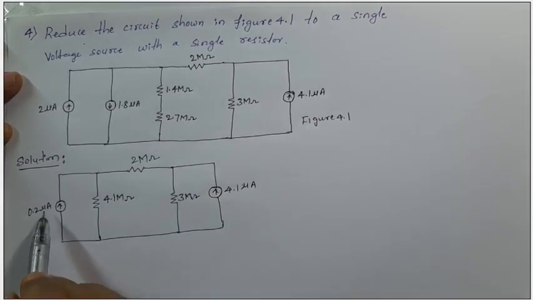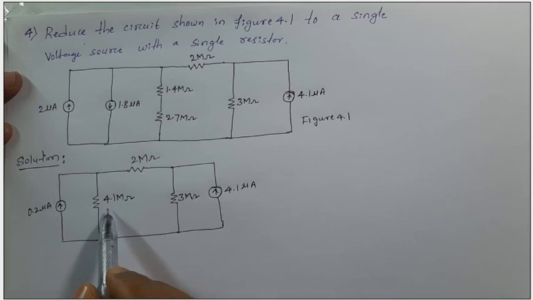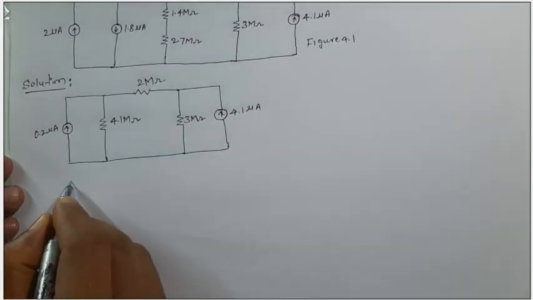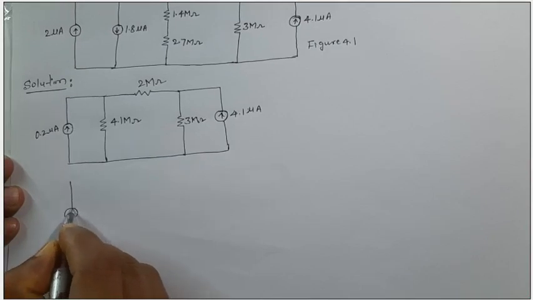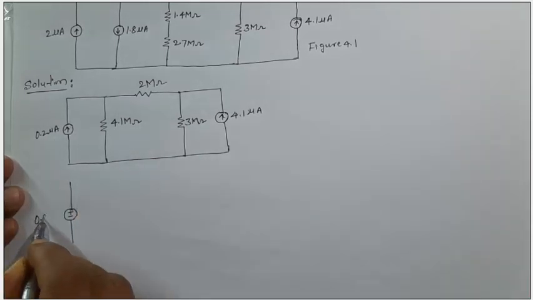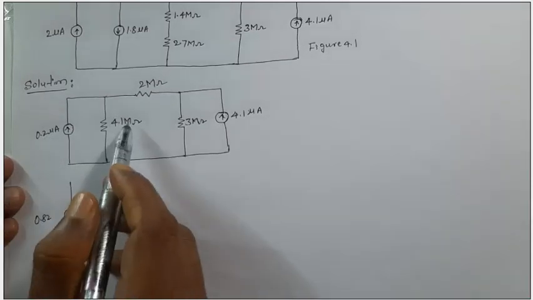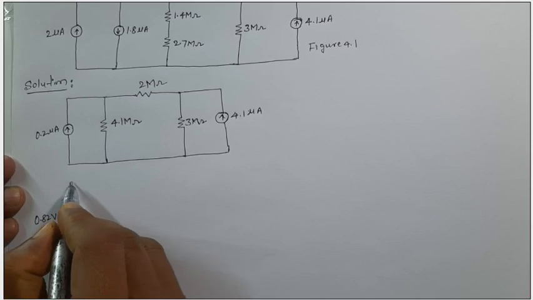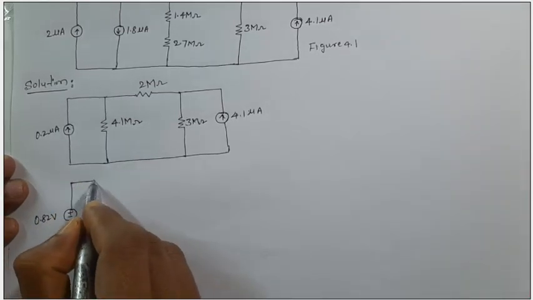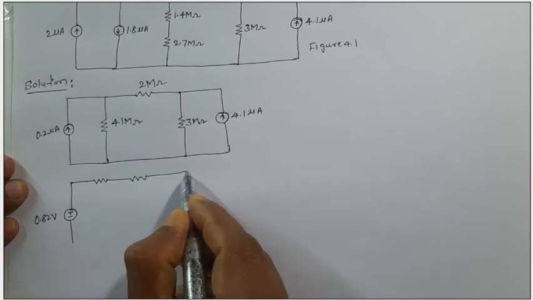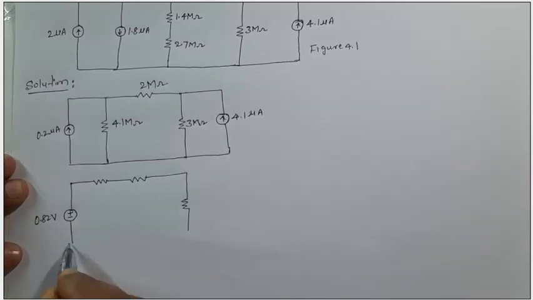Now this current source along with this resistor can be converted to a voltage source. Let us convert it. Because the arrow is upward, this is plus, this is minus. Here 0.2 into 4.1 is 0.82. Micro and mega will get cancelled, so we will get volts here, and this 4.1, which was in series, will now come in parallel, and the remaining thing will be as it is.